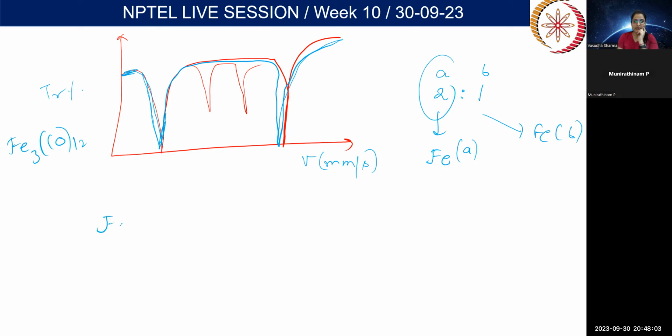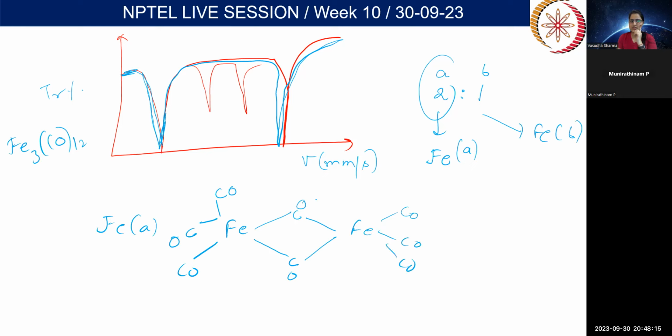In iron A, we saw that iron is connected to 3 carbonyls which are terminal and 2 carbonyls are bridging with the other one. Like this kind of shape it was having, right? The other iron is having all the CO terminal.